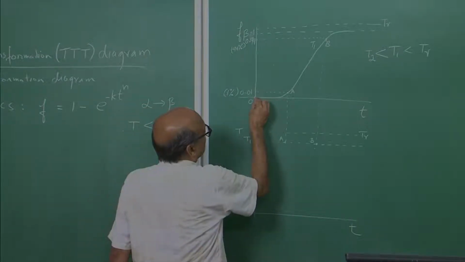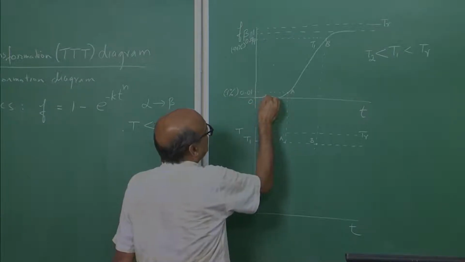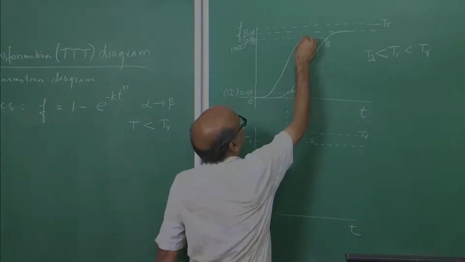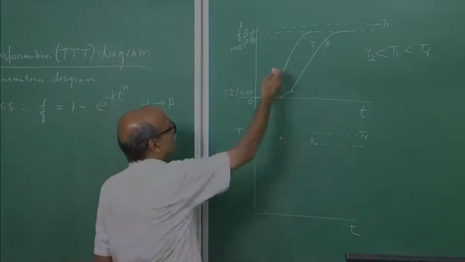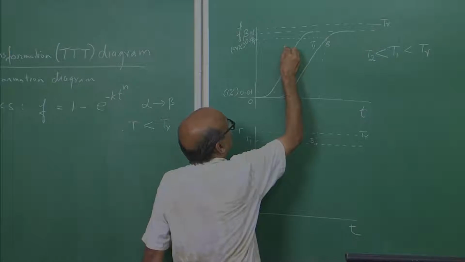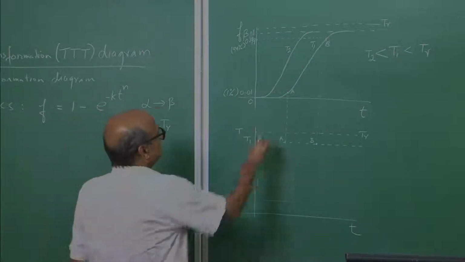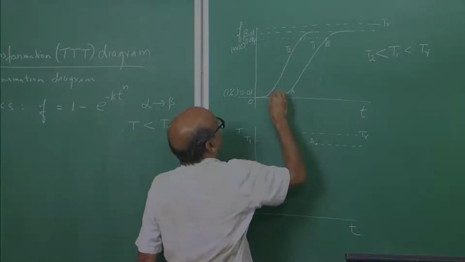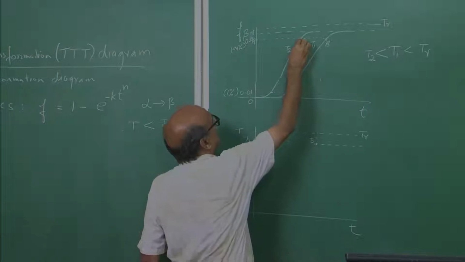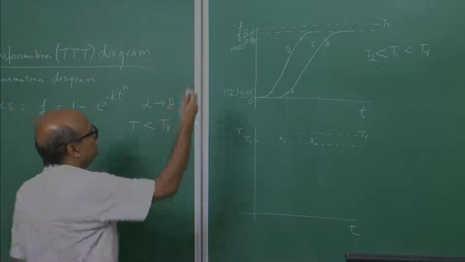So, let me plot a second curve showing the kinetics at temperature T2, and this is at a much higher rate. Therefore, it is shifted to the left. This is at temperature T2. These 2 points on this represent 1% transformed and 99% transformed. Now, we copy these 2 points as well.